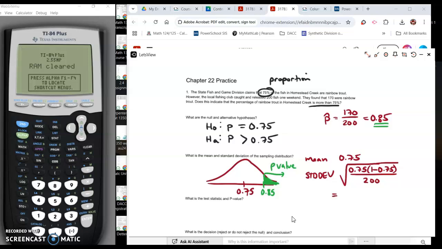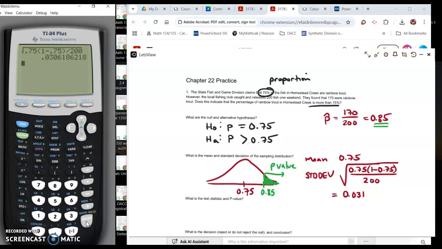So we'll just figure out what that is. We'll jump over here to the calculator and we'll plug those numbers in, see what we get. 0.75 times 1 minus 0.75. And again, this is just that formula I got from the chart, divided by 200. So I'm going to get 0.031. I think that's sufficient.